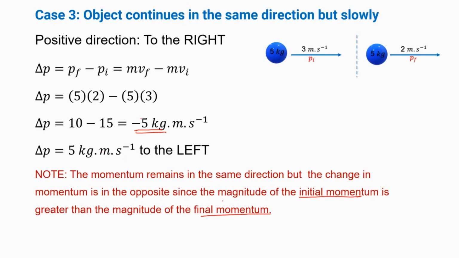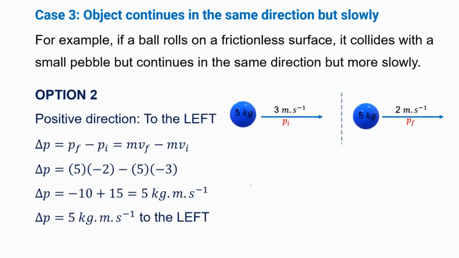If our positive direction was to the left, we're going to get the same answer. Let's say to the left now, this one becomes negative and this one becomes negative because it's going to the left. Final momentum, 5 times negative 2, initial momentum, 5 times negative 3. Then this gives us positive momentum, meaning that the change in momentum is in our positive direction. So still, we're getting the same answer.